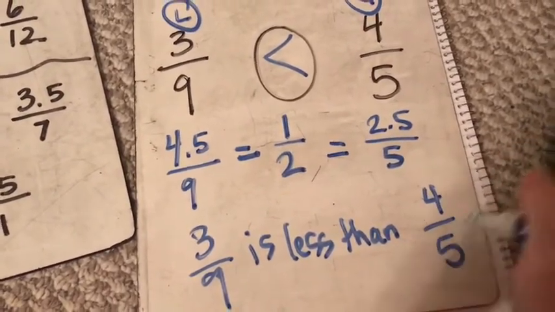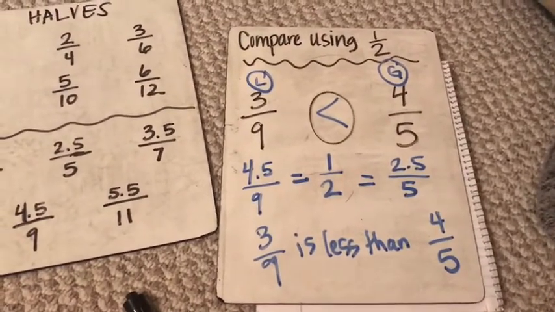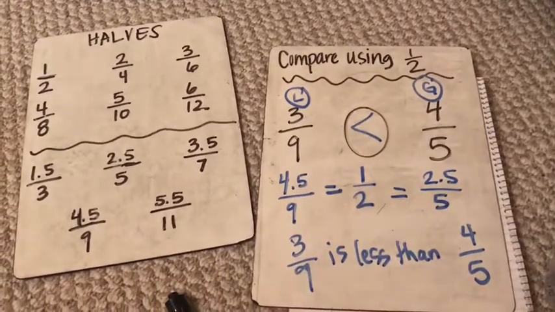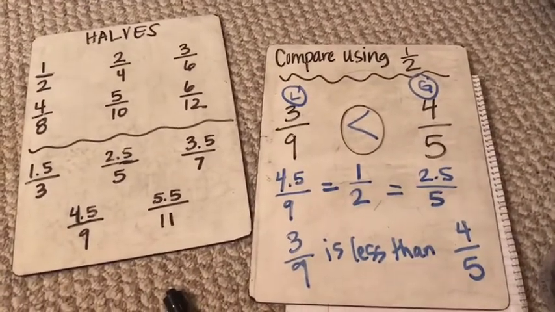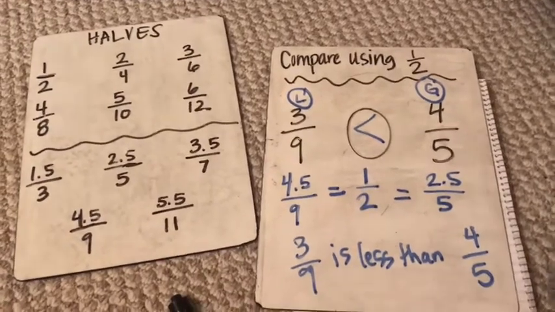4/5. Okay? Now, again, if you're doing this comparison in 3rd grade, you'll always have models to go along with it. Make sure you take the time to explore those equivalencies for halves, or else your students will not use this strategy. All right, happy practicing.